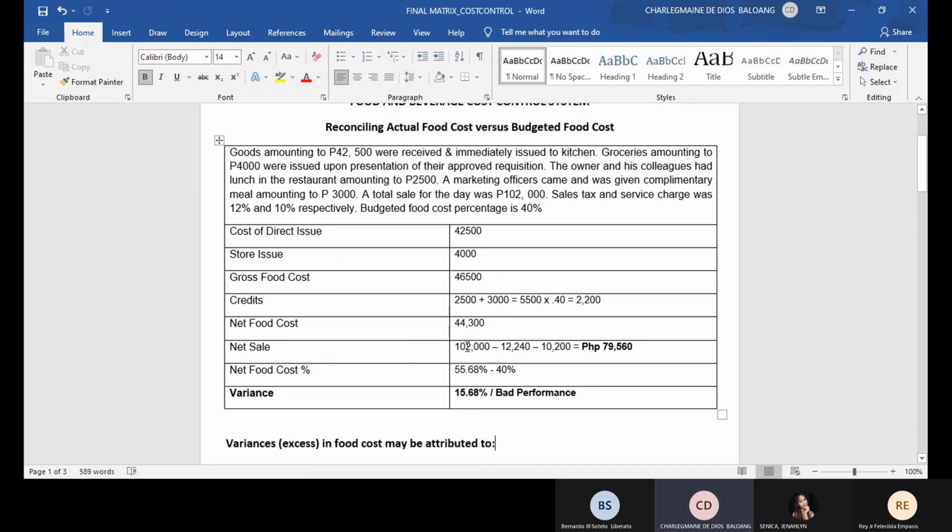The net sale is 102,000 minus 12,240 minus 10,200 equals to 79,560. The net food cost will be 55.68% minus 40, and the variance will be 15.68, which results to bad performance.